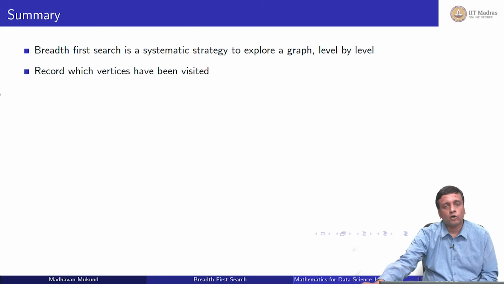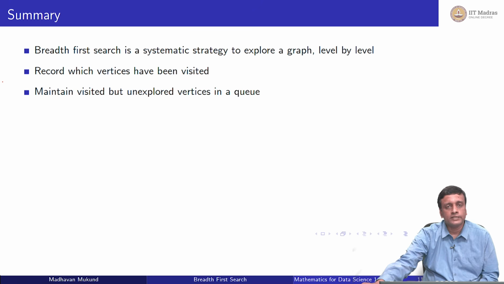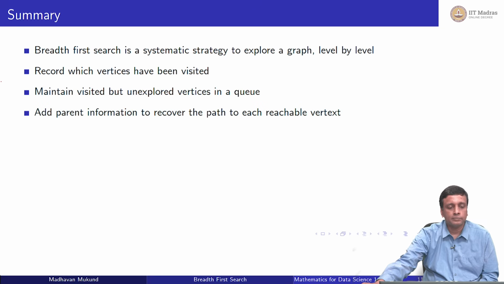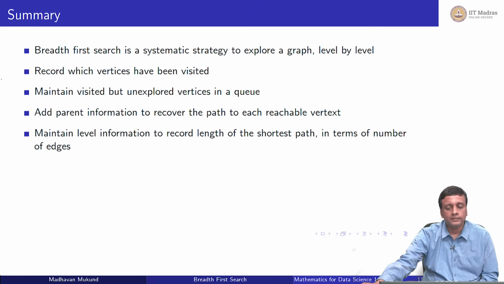What we do is we record the vertices which have been visited, and we maintain this queue of visited vertices which are yet to be explored. Exploration means explore the neighbors. Then we saw that we can add parent information to recover the path, and we can maintain level information to record the distance, which is the shortest path in terms of number of edges.